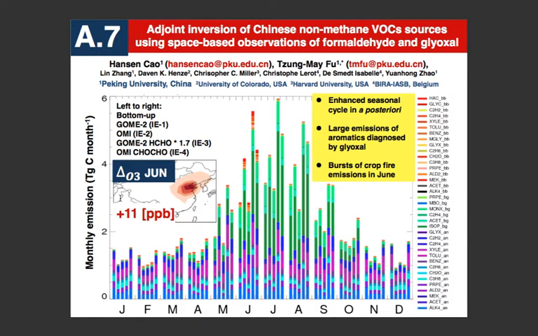Hello everyone, my name is Hansen Tao from Peking University. We are using satellite observations of formaldehyde and glyoxal to constrain Chinese anthropogenic VOC emissions and evaluate the impacts on surface ozone simulation. If you are interested in my work, welcome to poster number 7.